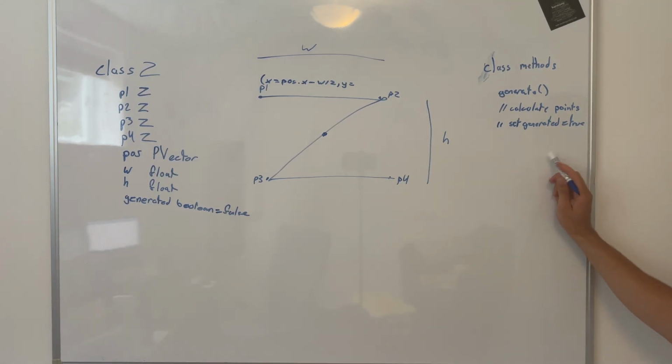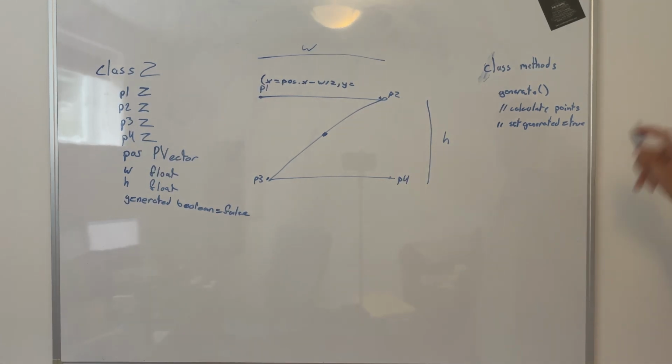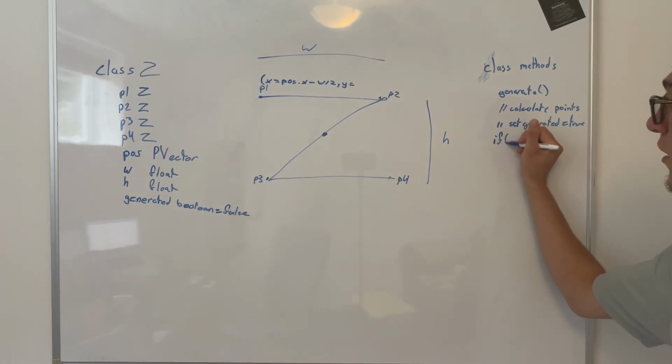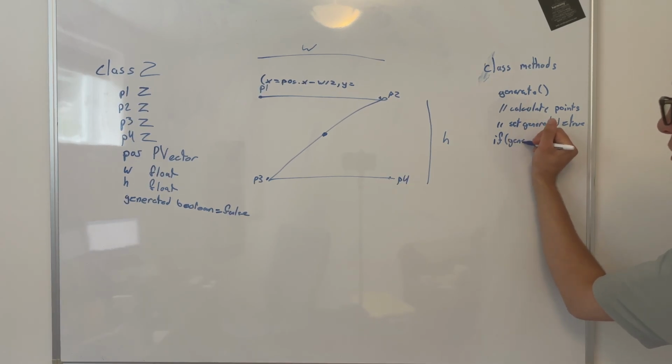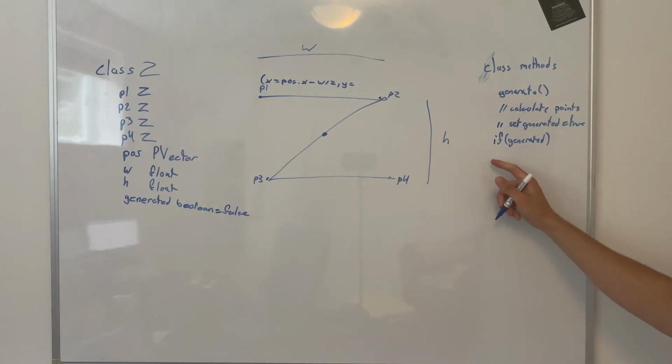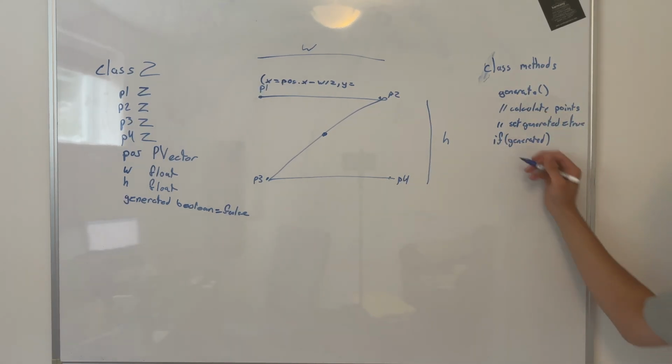Okay, what else does it need to do? I guess if it's generated already, so let's say if generated, then we should call generate for each of the points, right?